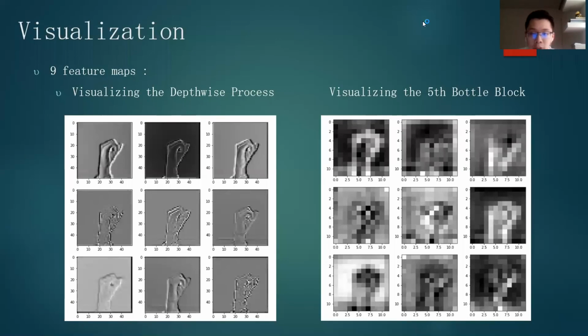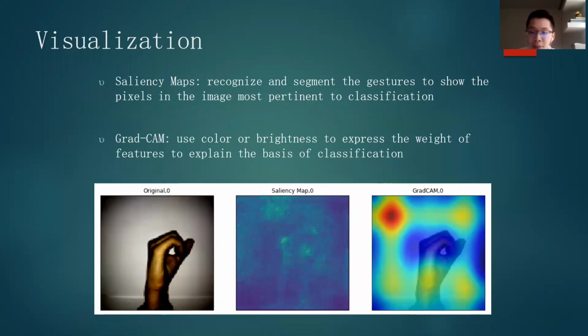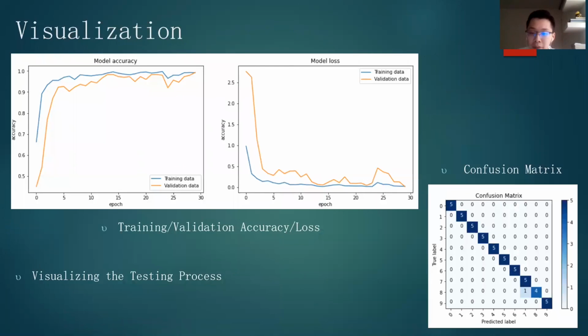So in order to show the effect of MobileNet-v2, we visualize the training process. Firstly, we use feature maps to show the depth-wise convolution in one block. And also we show the images of different bottleneck blocks in different stages. And after that, we use saliency maps and Grad-CAM heat maps to demonstrate the feature selection and classification of MobileNet-v2. And finally, we visualize the process of testing MobileNet-v2.